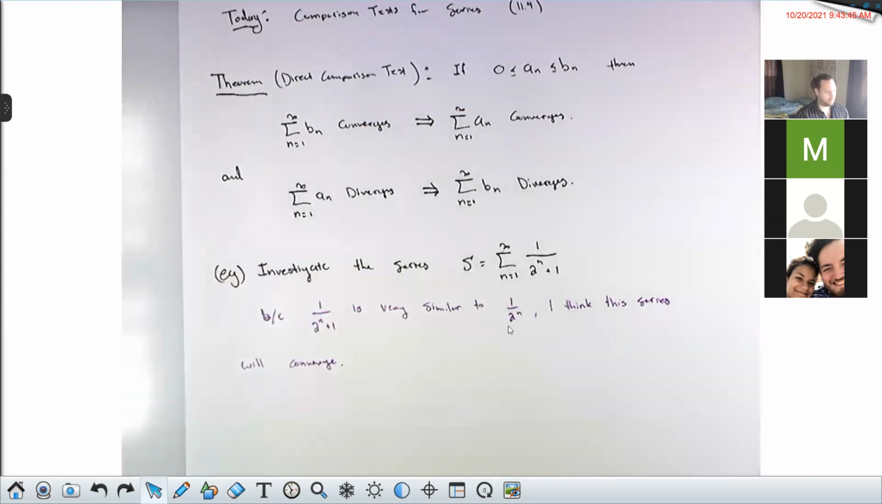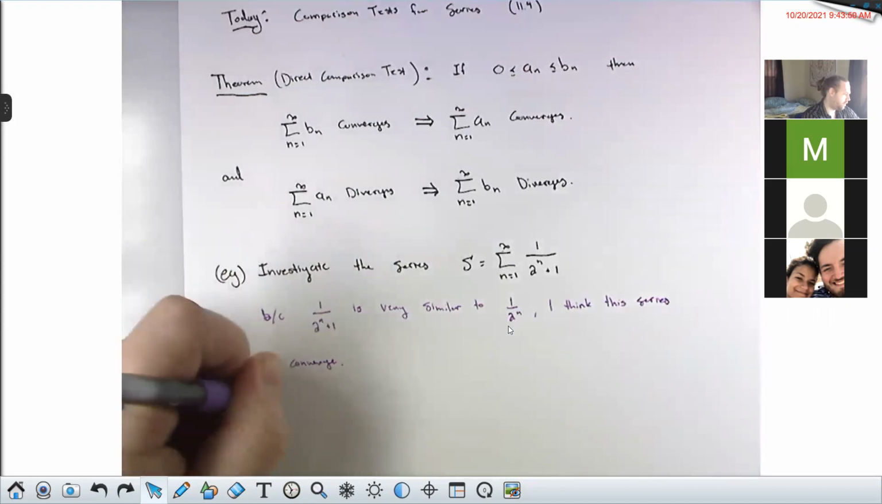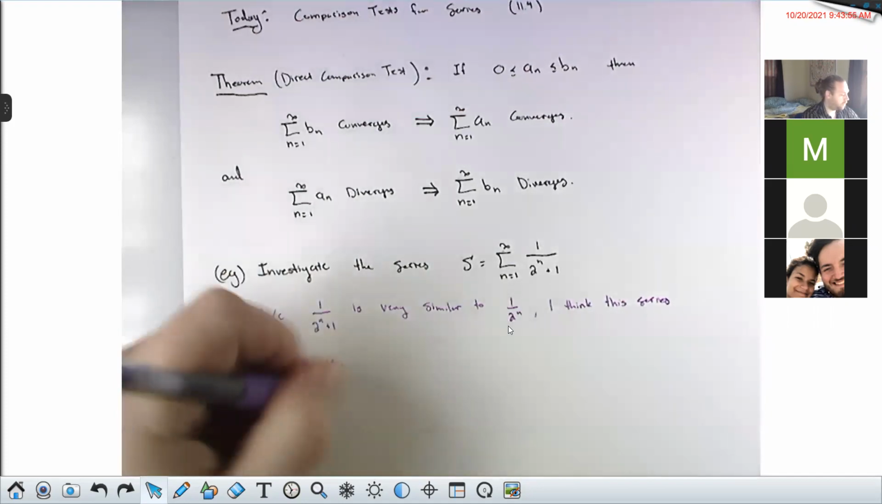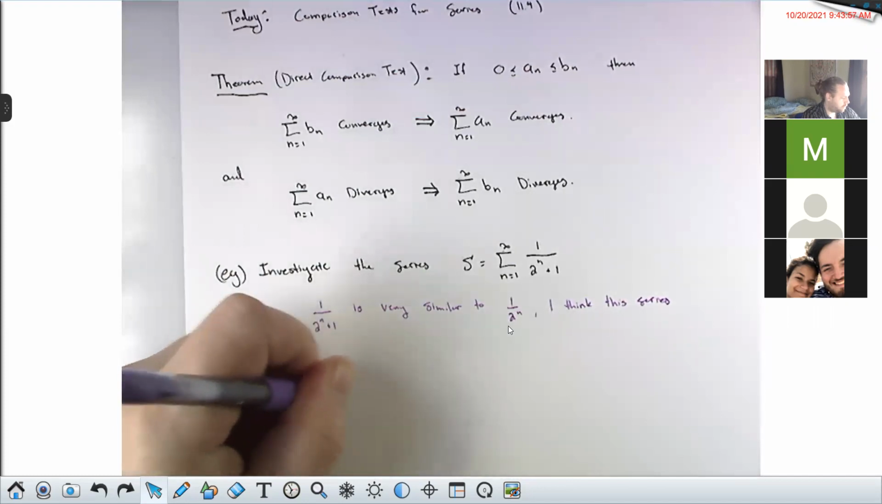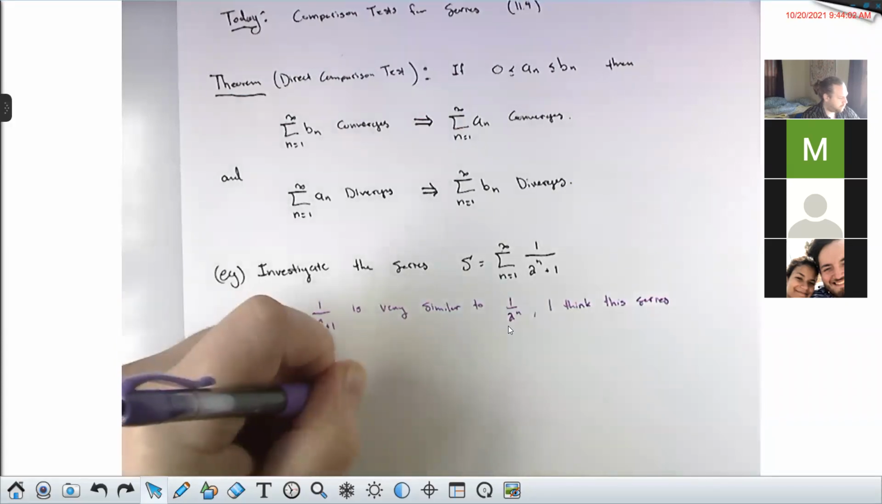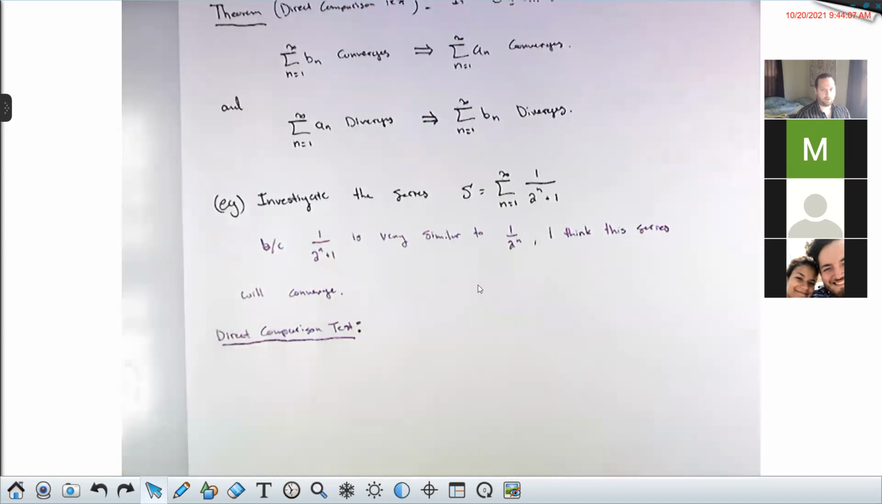So what I'm going to do here is use my direct comparison test. If these things aren't popping into your brain right away, you need to be spending more time on the homework. We got to be keeping up with this stuff at this stage because it moves very fast. So I'm going to use my direct comparison test. I'm going to argue that the terms of this series are smaller, term for term, than the terms of a series that I know is convergent.